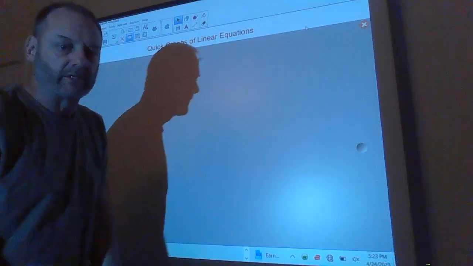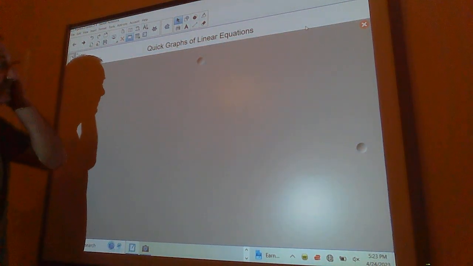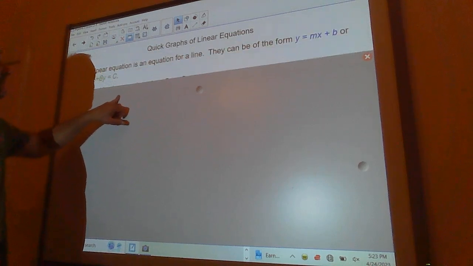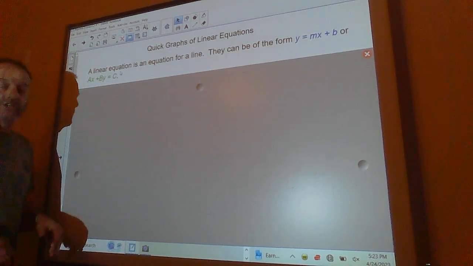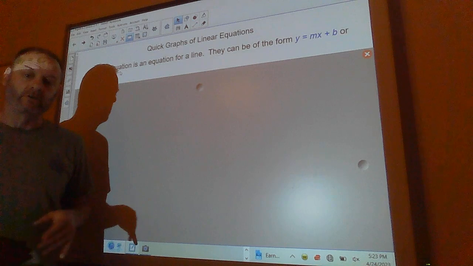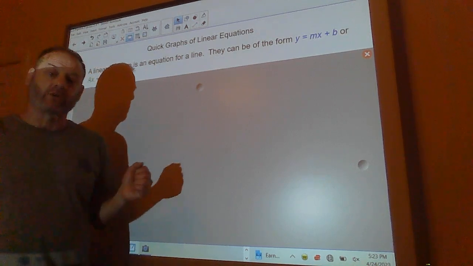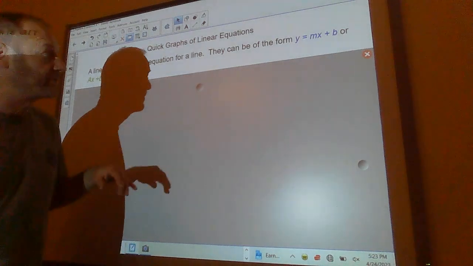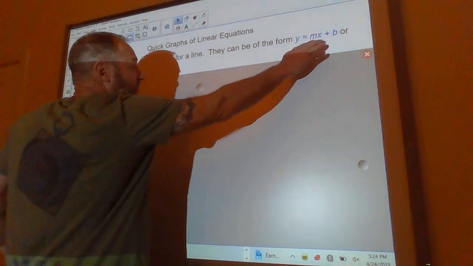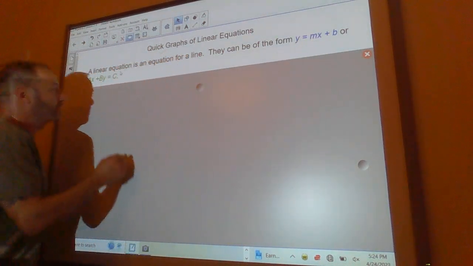Hi guys, today we're going to talk about quick ways to graph linear equations. Remember, a linear equation is just an equation for a line. It can be of the form y equals mx plus b, or ax plus by equals c. Remember, this is slope-intercept form. There's your slope, there's your y-intercept.